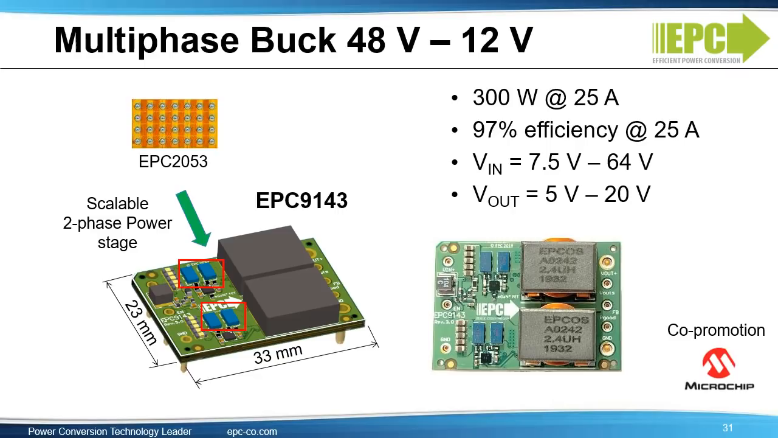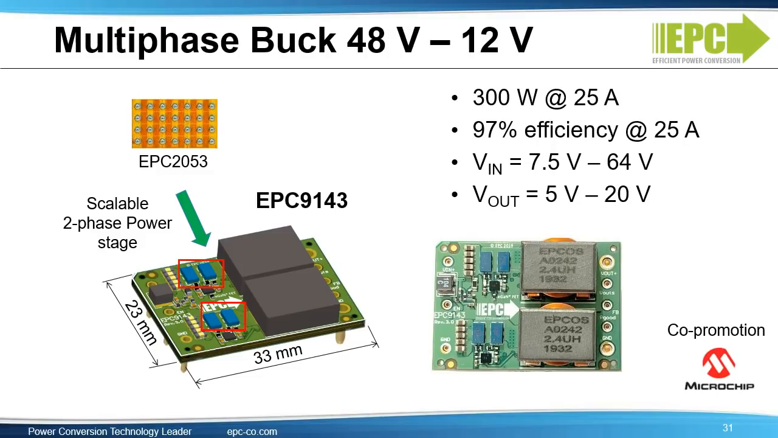We also have a dual-phase buck reference design featuring our EPC 2053 FETs. The part number of the reference design is EPC 9143. The input voltage can be set from 7.5 volts to 64 volts, and the output voltage from 5 volts to 20 volts. The default setting is 48 volt input and 12 volt output.